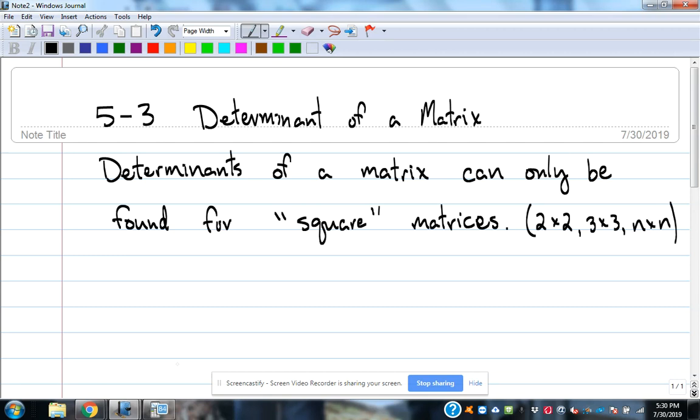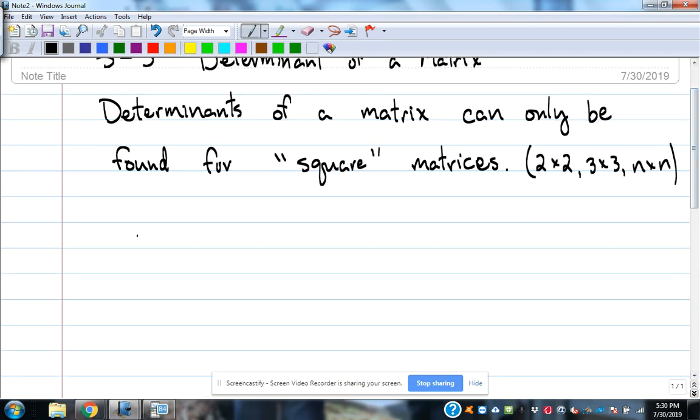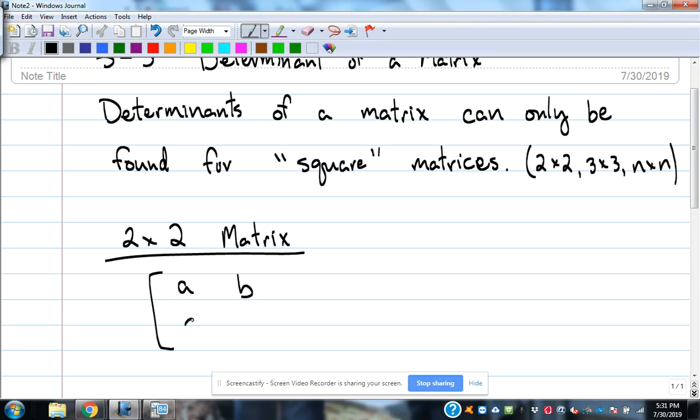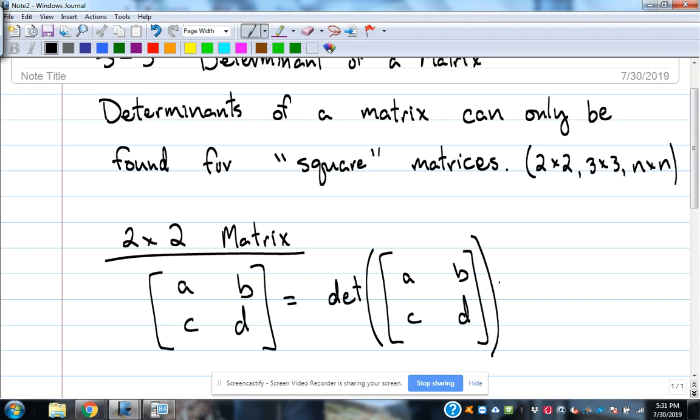So a 2 by 2 matrix. Let's start with that, and let's start with finding the determinant of that. A 2 by 2 matrix is, let's just put letters in there for now, and then we'll get the formula down. To find the determinant, sometimes they will write the letters DET and then put the matrix in there. That's one way to signify find the determinant of that.